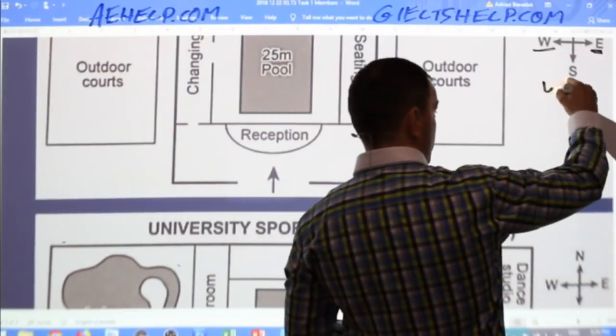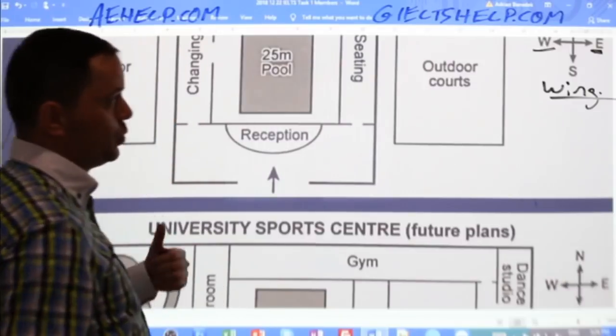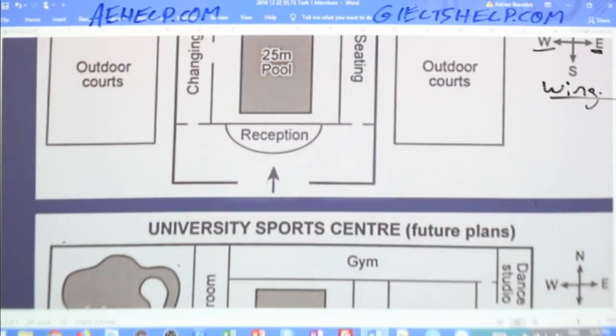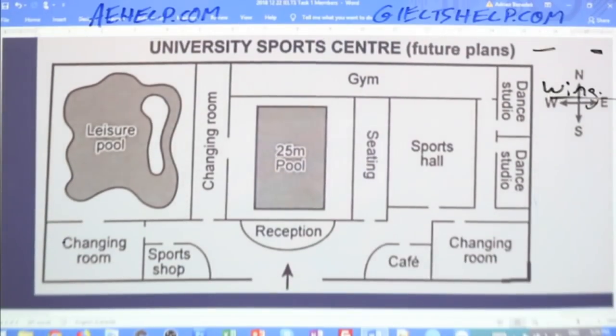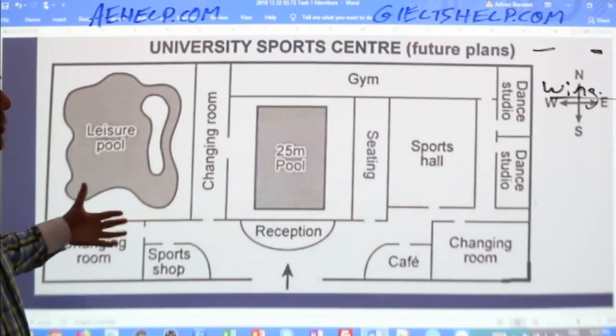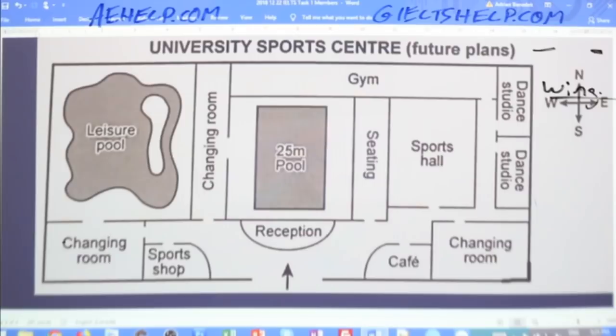Okay, think of the word wing. When you talk about a building, it's the east wing and the west wing, south wing, north wing of a building. Okay, wing just like the wing of an airplane or a bird. So we have some outdoor courts there. Notice that here we have no outdoor courts. So they're basically getting rid of these outdoor courts altogether. Okay, we can assume that they're being demolished.